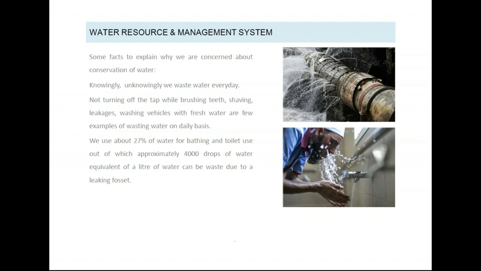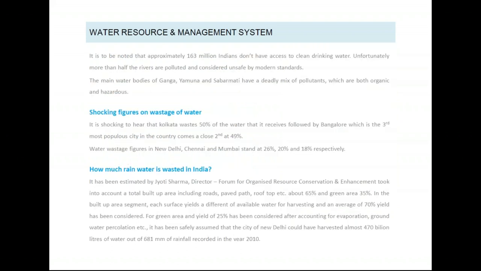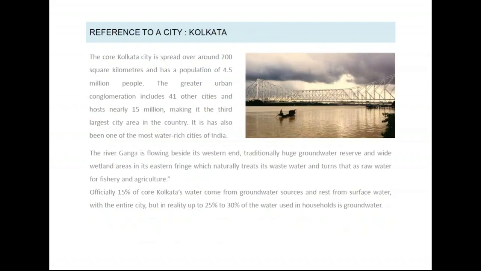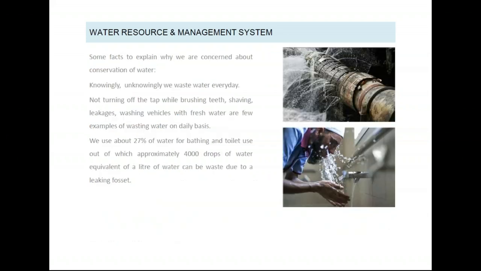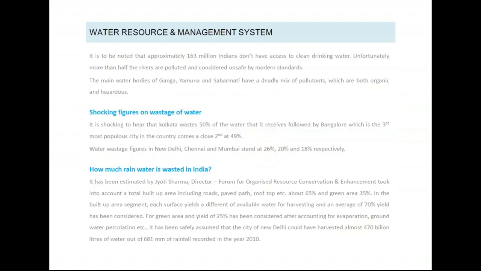Not turning off the tap while brushing teeth, shaving, and washing dishes are a few examples of wasting water on a daily basis. We use about 27% of water for bathing and toilet use, out of which approximately 4,000 drops of water, equivalent to a liter of water, can be wasted due to a leaking faucet.